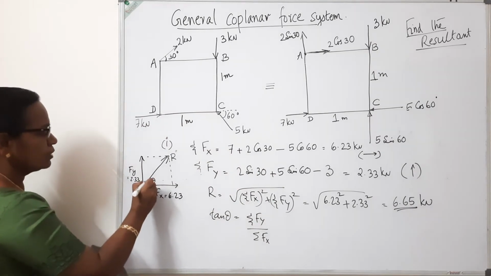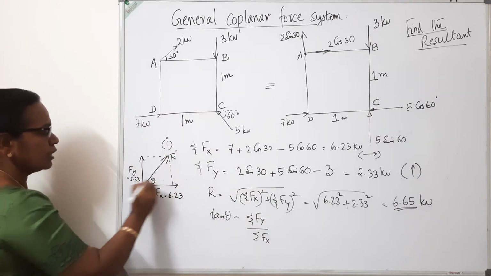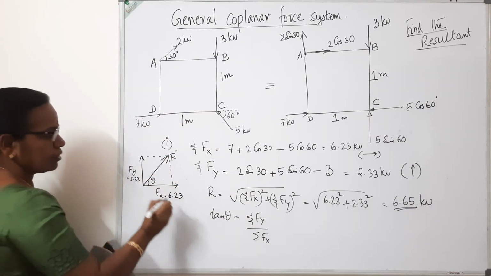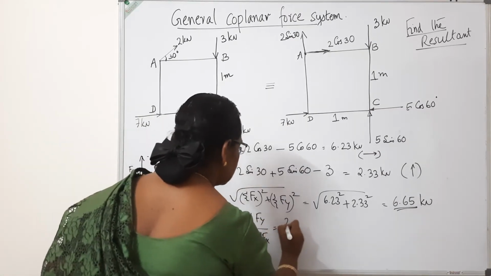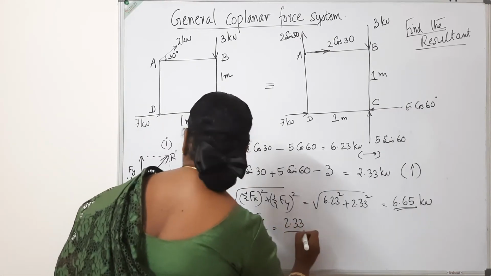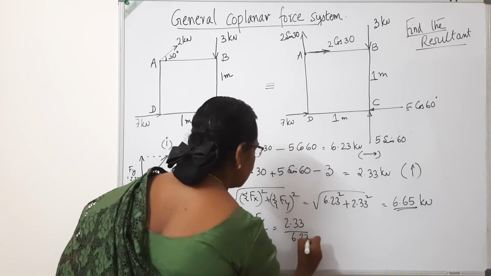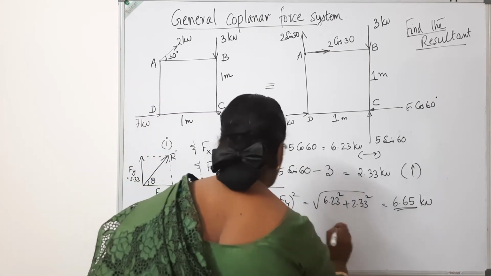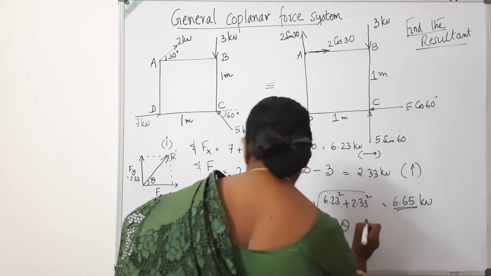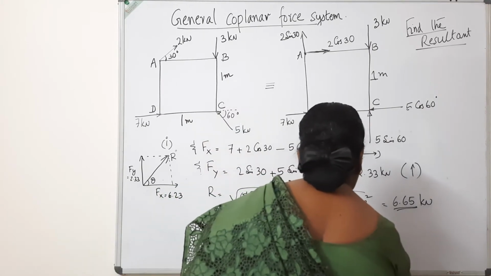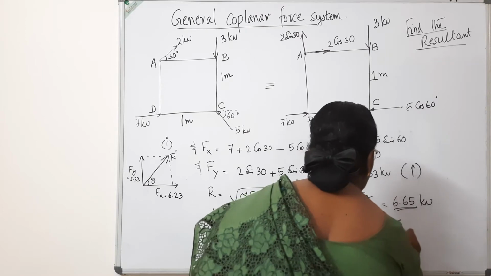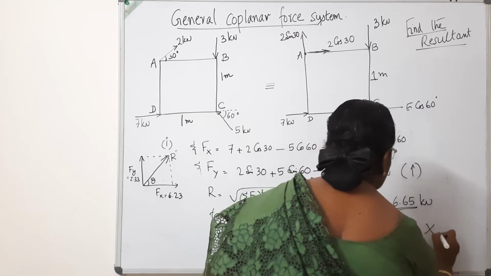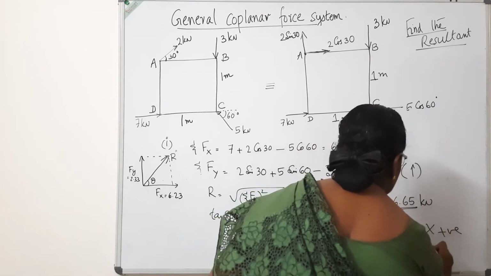This is theta. Tan theta is equal to vertical side Fy divided by Fx. So it is 2.33 divided by 6.23. So find the inverse of it. We'll get theta as 20.5 degree with x positive direction.